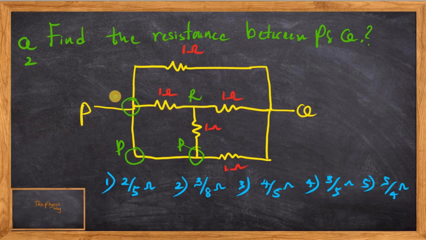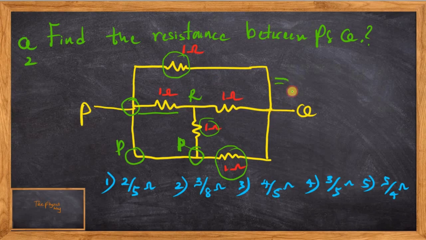Okay. So let's assume this is R, right? So this 1 ohm is in between P and R. And again, of course, you can see this particular 1 ohm also is between P and R, right? And this 1 ohm is between P and Q. Of course, I hope you can see this 1 ohm is between P and Q, right?